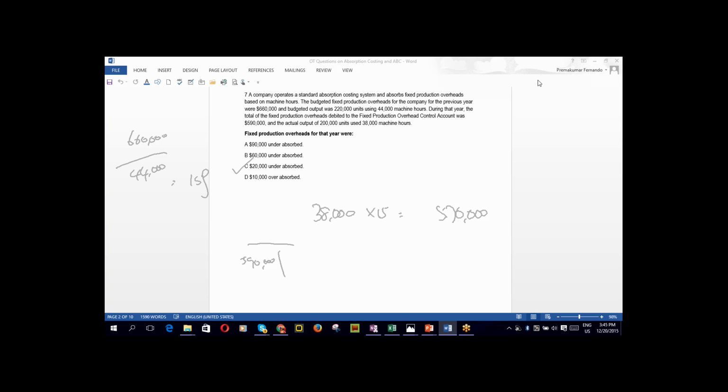Because the actual output was 200,000 using 38,000 machine hours, we must go by the machine hours, because they say overhead based on machine hours. If they said overhead based on number of units, I would go by the number of units. So you have to read the question carefully, see what they are asking, and try to answer accordingly.